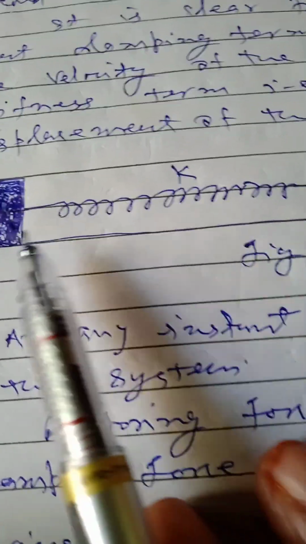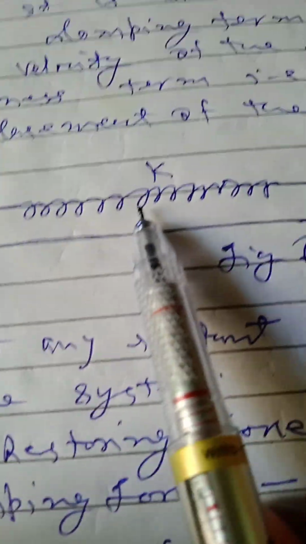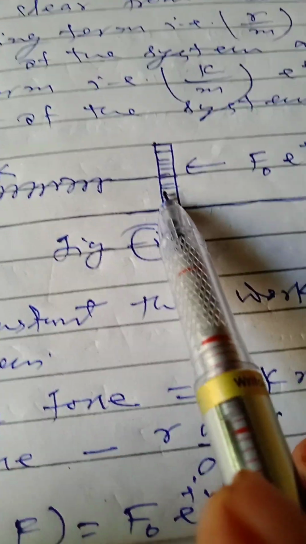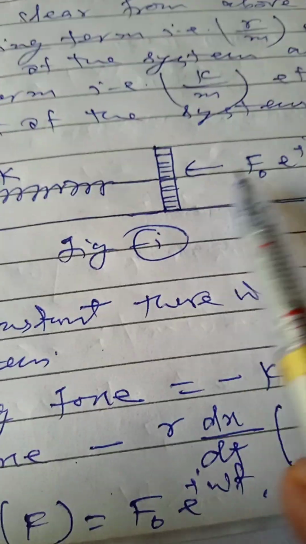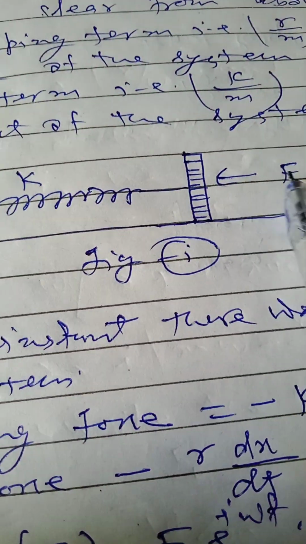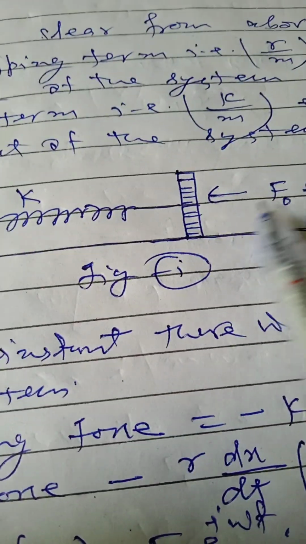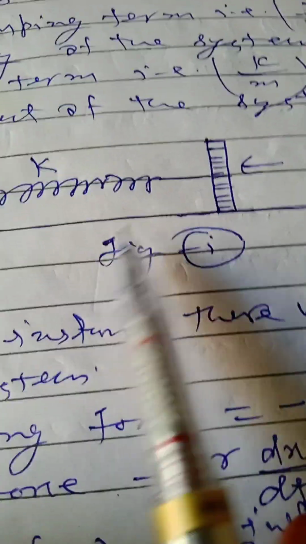The figure is like this. There is a spring, this is the fixed part, one end is fixed, and the spring is connected with another part, which, when we apply force, starts a to and fro movement in simple harmonic motion.